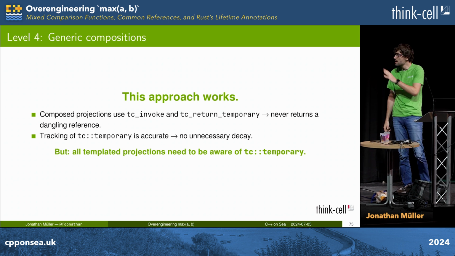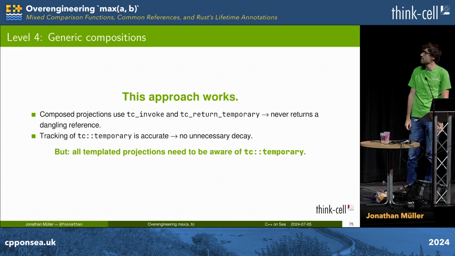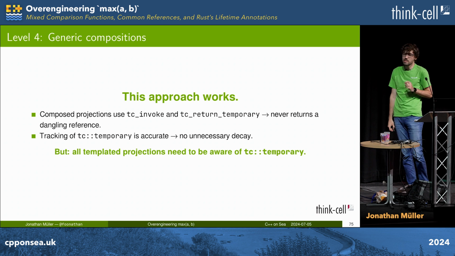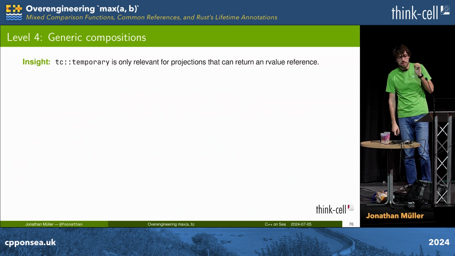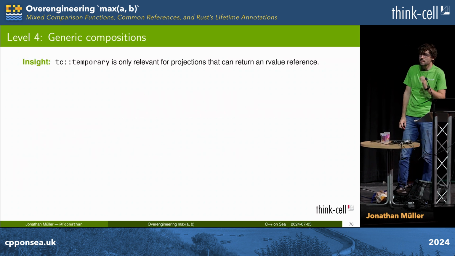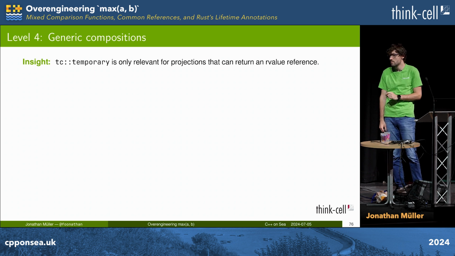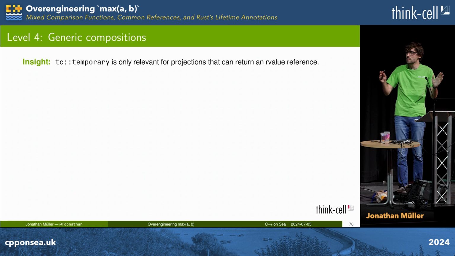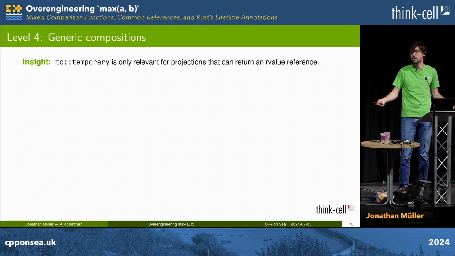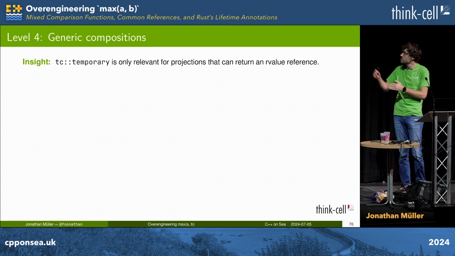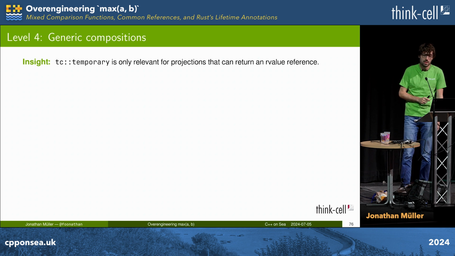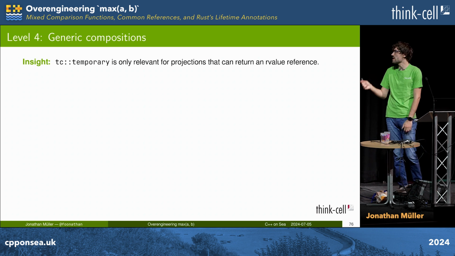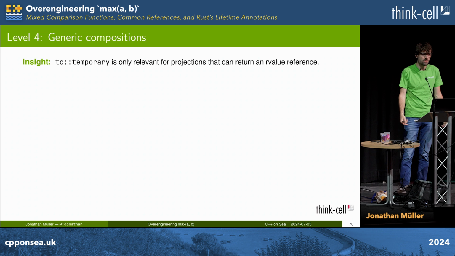Now, the thing about template projections is a bit annoying. That suddenly we have to do unwrap and rewrap all the time. But it's not really all templated projections. TC temporary is only relevant for projections that could ever return an r-value reference. If a projection never returns an r-value reference, we don't need to decay anything, and then it doesn't need to deal with temporaries at all, because the lifetime always works. Right? It's only the projections that potentially return an r-value reference. And those are really rare, because in most cases, you just return a PR-value.